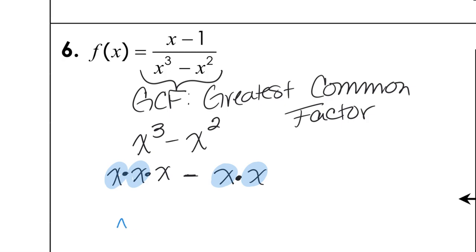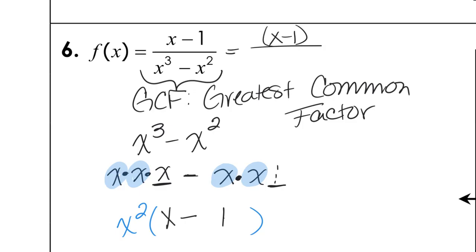So when I factor it, I say they both have x squared, and in this first one, there is an x left over, and over here there's nothing, and we fill in nothings with a 1. So if I wanted to factor this, this would become x squared times x minus 1. And I can start to see, oh, look, there's a hole. There's a bunch of other things. I can start running my key features from there.